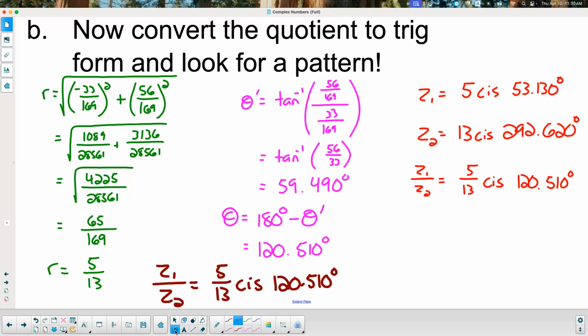Do we see a pattern? What do we see? So R divided by R in that specific order of what your fraction is? Yeah? Okay. All right, so we see that one. What about angles? What do you mean subtract them?